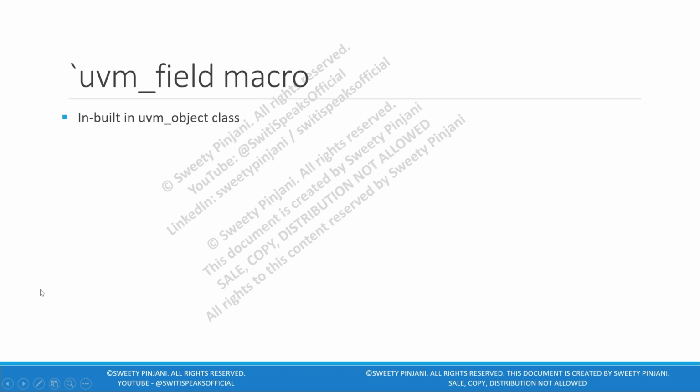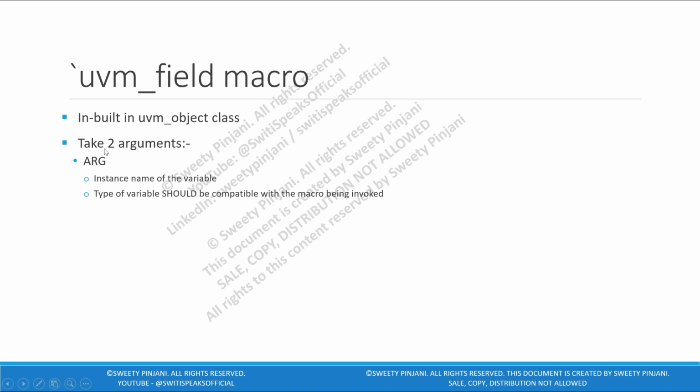As I said, the UVM field macro is inbuilt in your UVM object class, and it will take two arguments. The first argument will be the instance name of the variable. There will be a lot of variables inside, say for example, a sequence item. Say it is having the variables address, data, read, write bit. All these are variables. So the first argument will be the instance name of that particular variable.